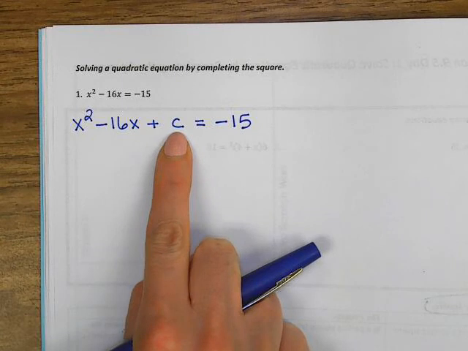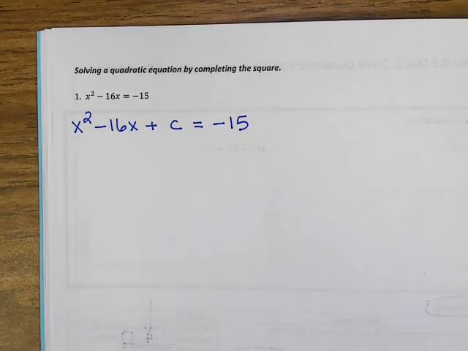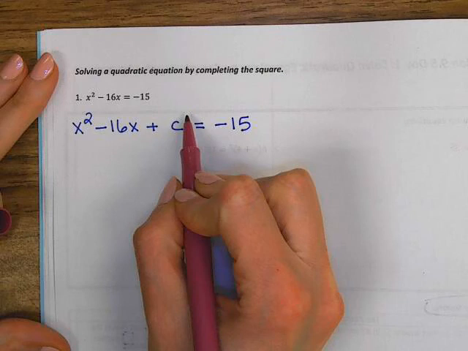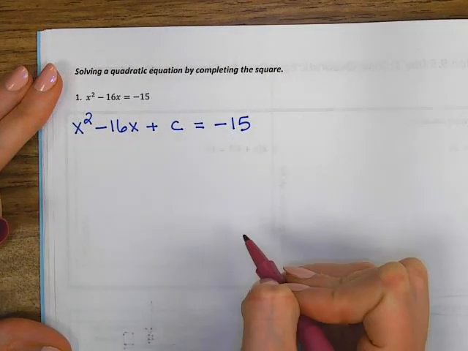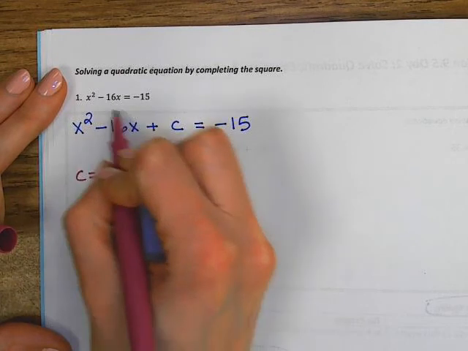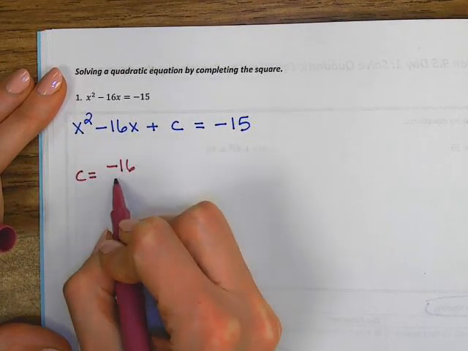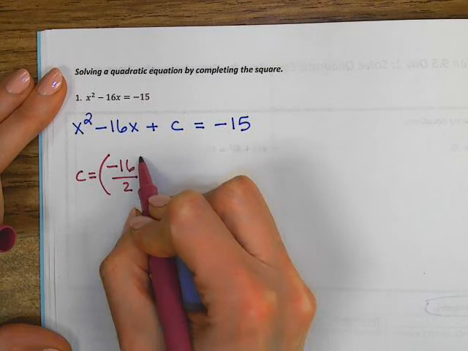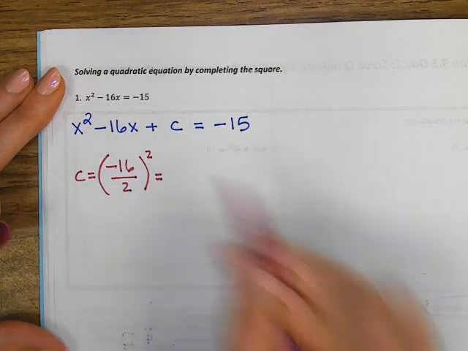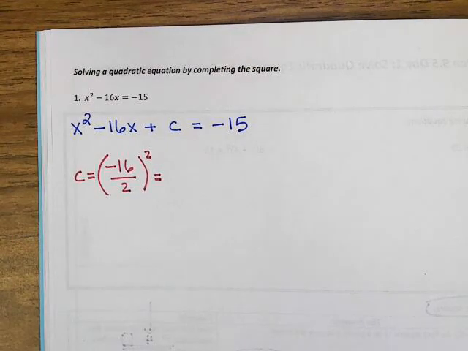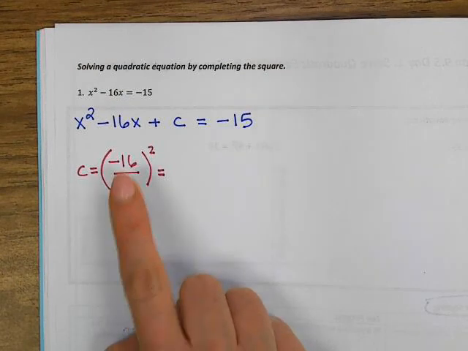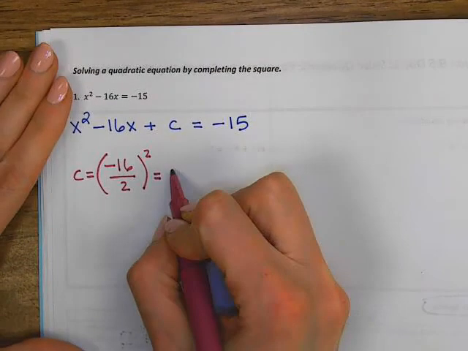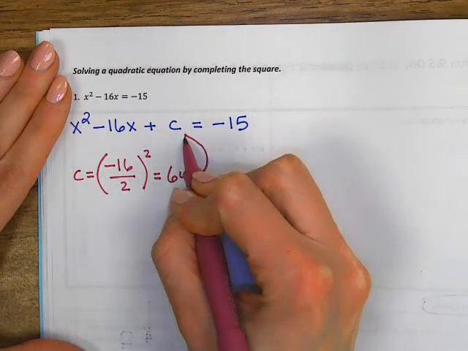So look back to the first page. How do you find c? To find c, we take b over 2 squared. So c is going to be b, which is negative 16, divided by 2 squared. What's that? Negative 16 divided by 2 is negative 8. Negative 8 squared is 64. So c is going to be 64.